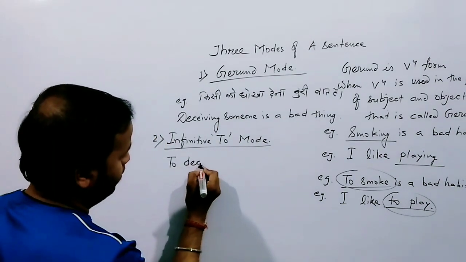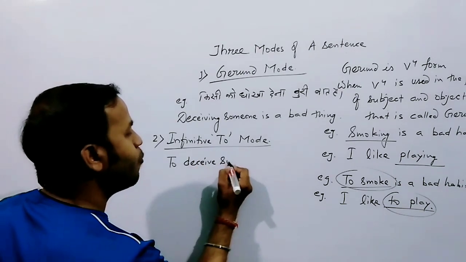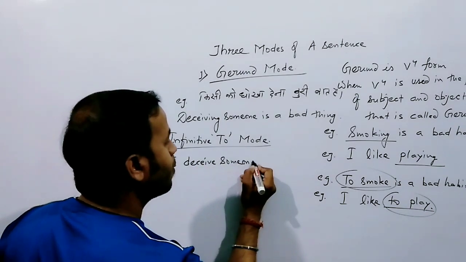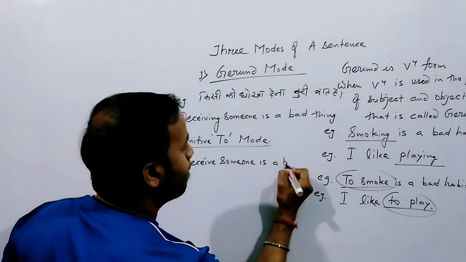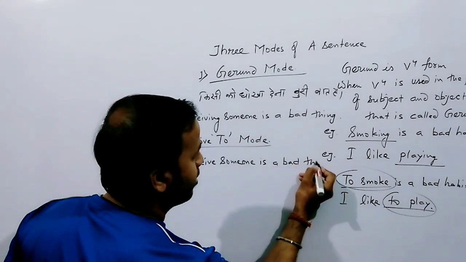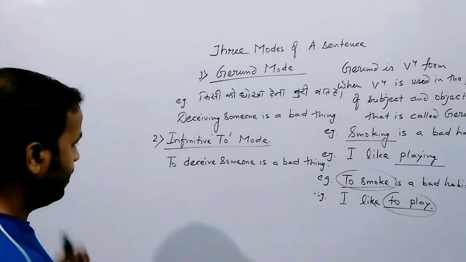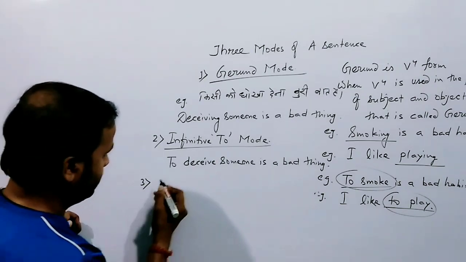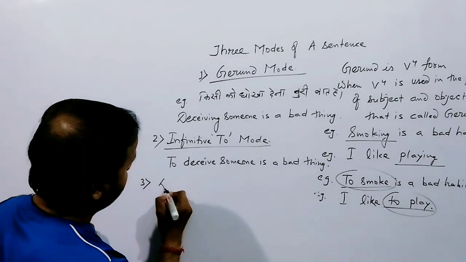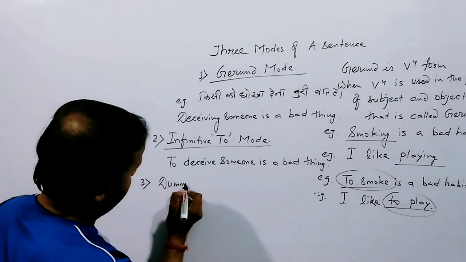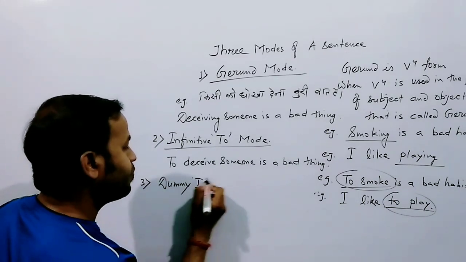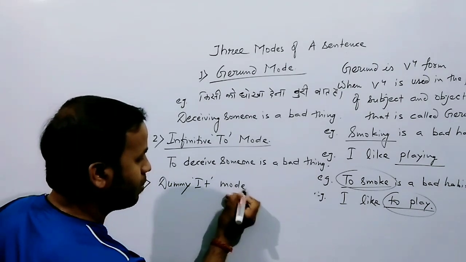To deceive someone is a bad thing. To deceive someone is a bad thing. The last, third mode is called dummy it mode.